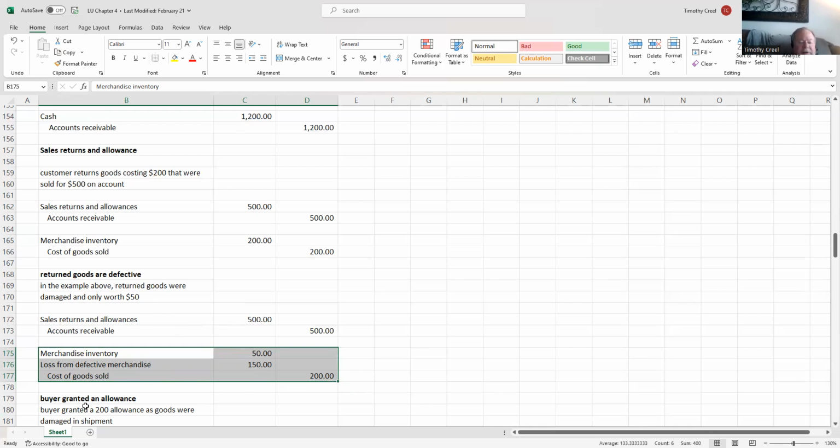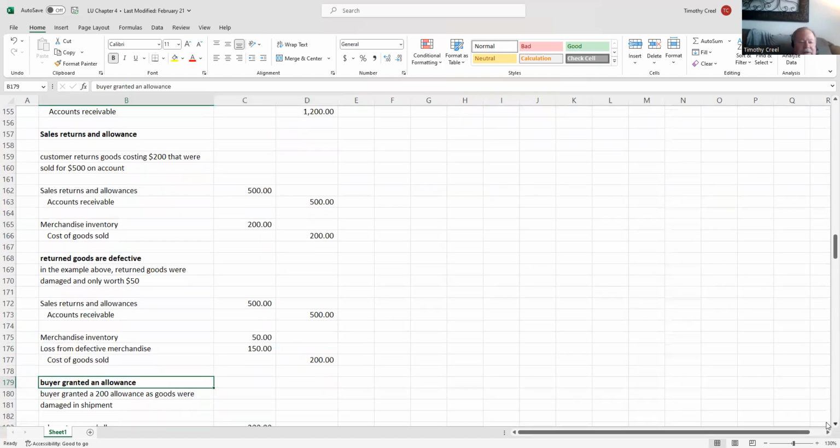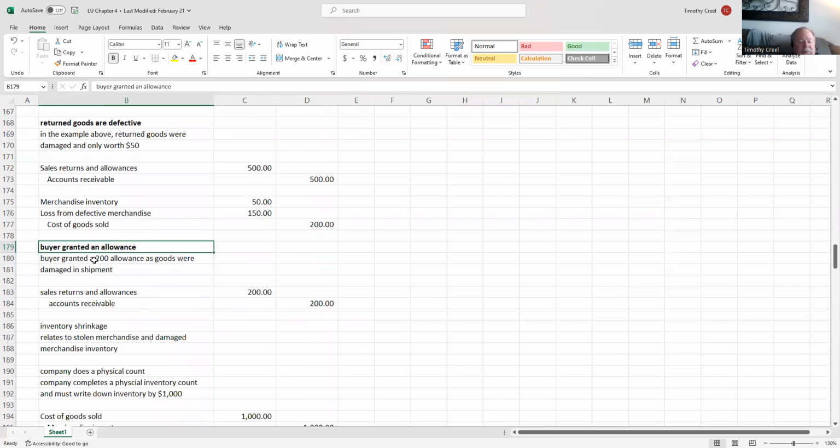Now, what if a buyer is granted an allowance? Remember, we looked at an allowance back with purchases. An allowance is where goods are damaged in shipment. Typically, they call you, send you a picture, and say it was damaged in shipment. You say, well, I'll give you so much off if you'll keep it. That's what we're looking at here, very similar to what we looked at with purchases a moment ago. So the buyer is granted a $200 allowance as goods were damaged in shipment.